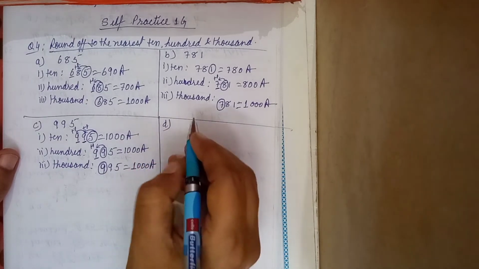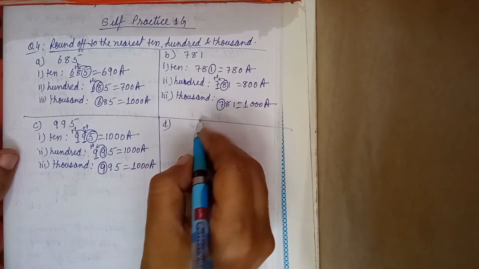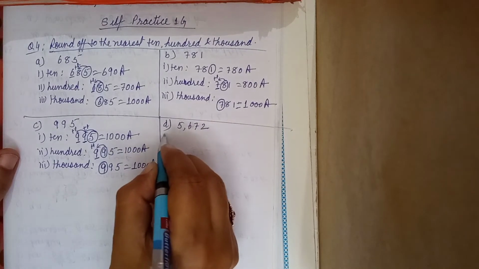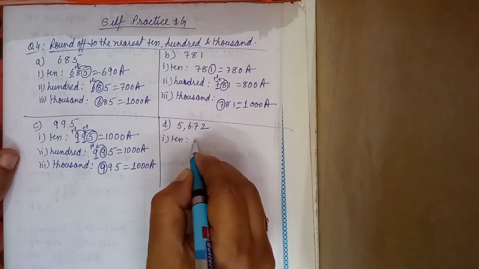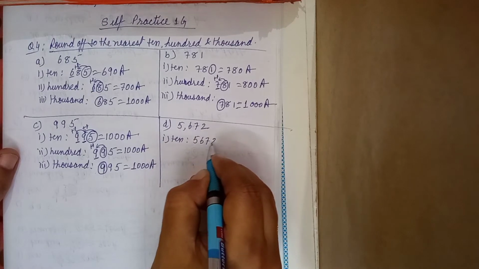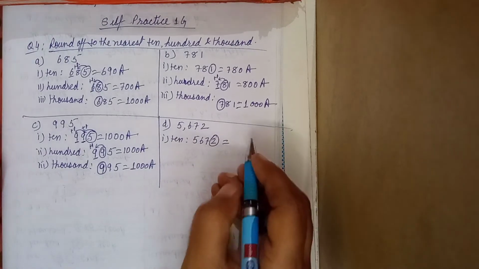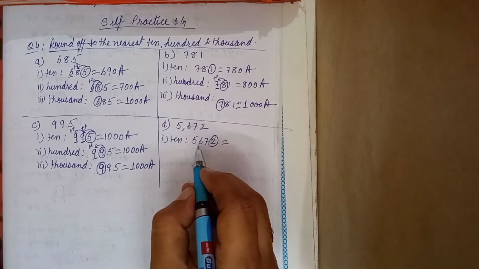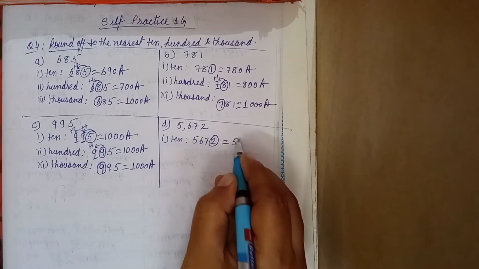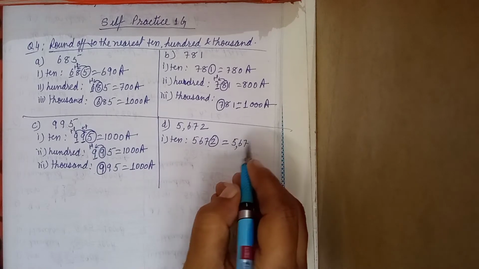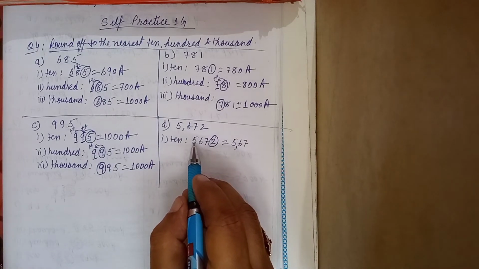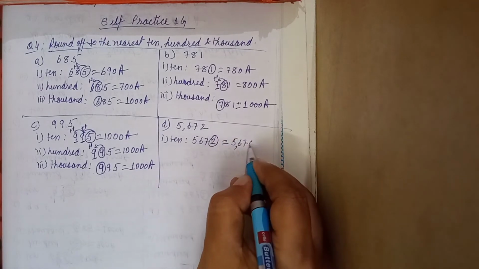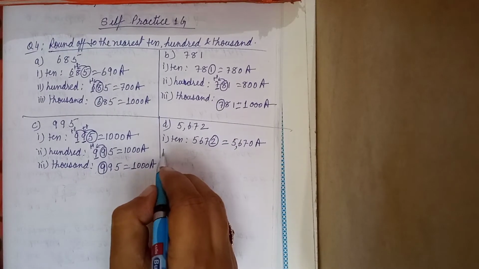Question number D. In question number D the number is 5, 6, 7, 2. We will first round off to 10. 5, 6, 7, 2. We will see the ones place. In the ones place the number written is 2, which is less than 5. So the numbers written in the thousand, hundred and tens place will remain the same, and in the ones place we will put 0.